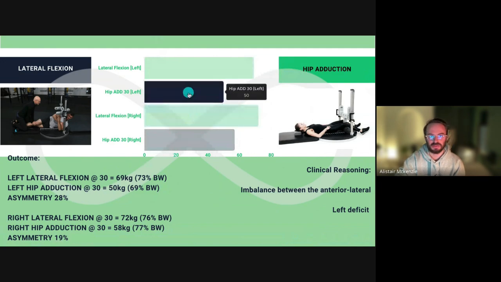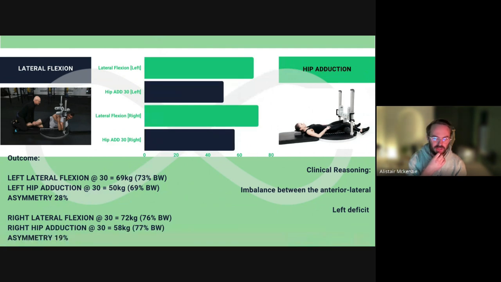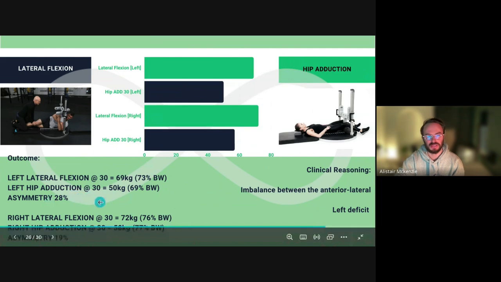Then we look at the highest adductor scores, and we can see that there's a large asymmetry, about 28% on the left side and 19% on the right side. So that force being transferred through that sling during stance phase, we could argue that by targeting the adductor group, we could potentially increase the tolerance of that aspect of the trunk.